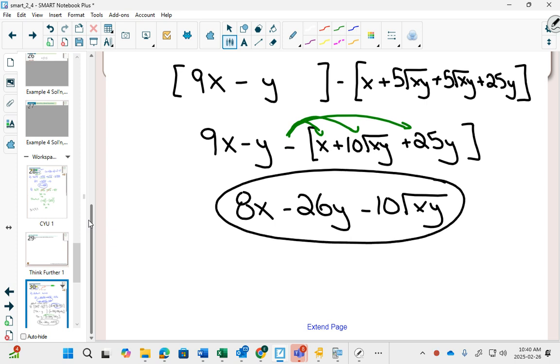Now I have no like terms to combine together. No brackets are left. My radical is in lowest terms. This is considered simplified completely, and expanded because there's no more brackets. All right, circle question 8.